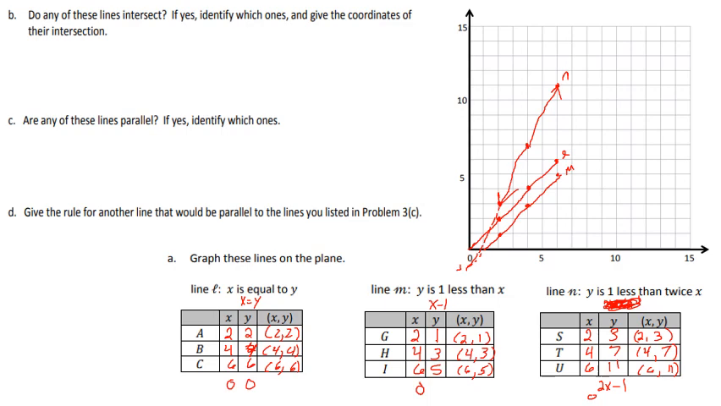Are any of these parallel? Well, you can see that line L and M are parallel. Oh, why don't you give the coordinates of their intersection? Okay, let's see. Well, since we're not talking about negative coordinates down here, the only one we'd have seen that would have intersected would have been N and L, and that would have been at coordinate 1, 1.